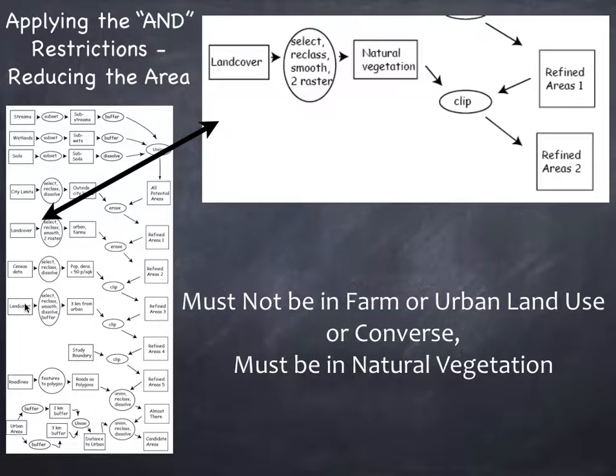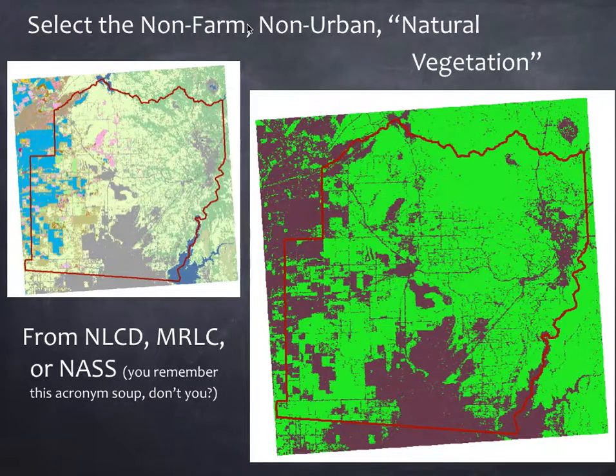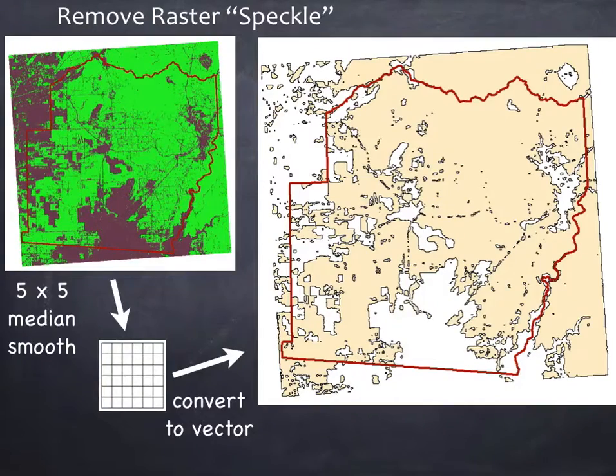The next step is this AND restriction on the land cover: must not be in farm or urban land use, or conversely, must be in natural vegetation. So I could select the natural vegetation and do a clip on that, or I could do a farm and urban and do an erase and do that. Here, remember, I go to the NLCD or MRLC or NASS, National Agricultural Statistics Service data, and I get the non-farm, non-urban natural vegetation. So I have to do a recode to get to this. And then I can basically do a raster to vector in the case that I want.